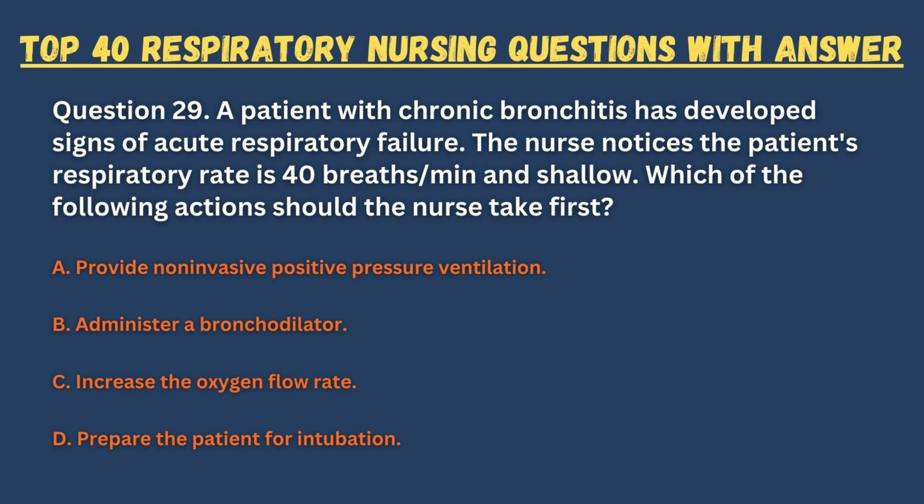Question 29. A patient with chronic bronchitis has developed signs of acute respiratory failure. The nurse notices the patient's respiratory rate is 40 breaths per minute and shallow. Which of the following actions should the nurse take first? A. Provide non-invasive positive pressure ventilation. B. Administer a bronchodilator. C. Increase the oxygen flow rate. D. Prepare the patient for intubation.